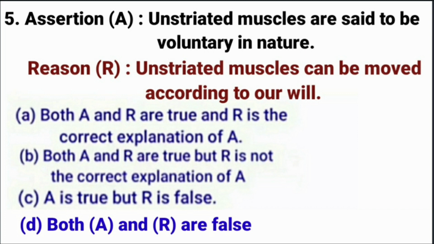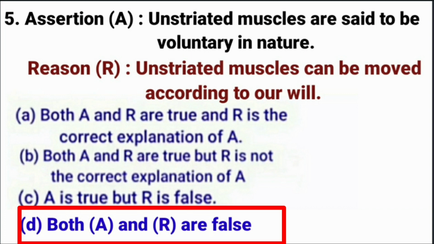Next question, assertion: unstriated muscles are said to be voluntary in nature. Reason: unstriated muscles can be moved according to our will. Here both statements are false. Unstriated muscles or smooth muscles are said to be involuntary in nature because they do not contract or relax according to our will. Those muscles which can be moved according to our will are called voluntary muscles. So correct answer is option D. Both assertion and reason are false.